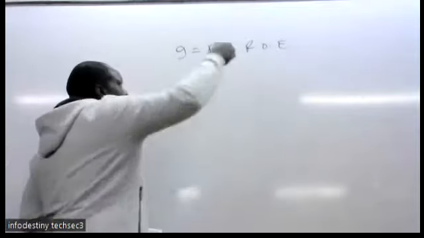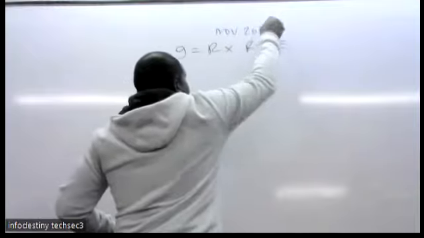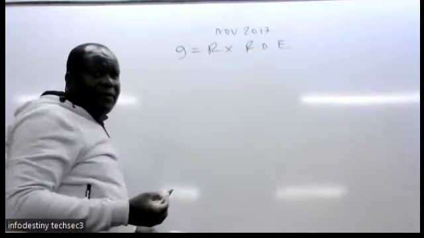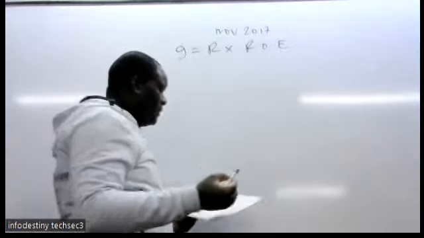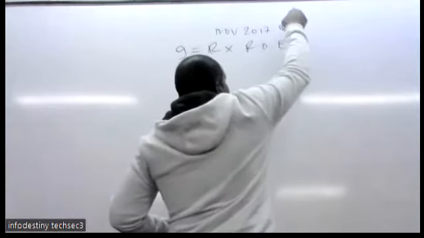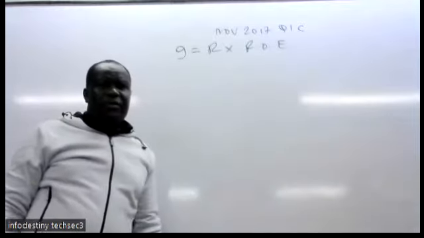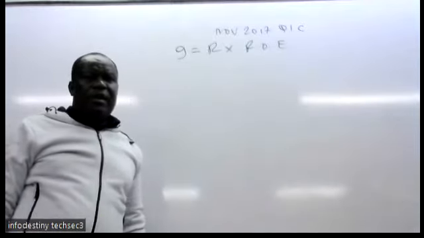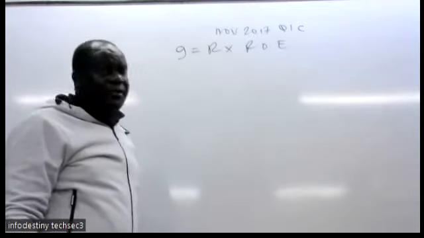Now, we are looking for the question of November 2017. November 2017 is meant to be question number 1, part C. So to calculate G, it is equal to R multiplied by the return on equity.